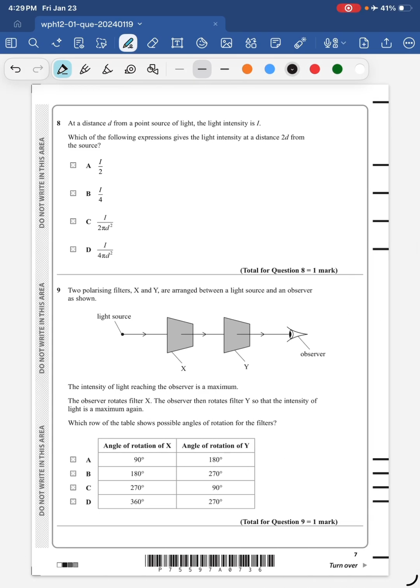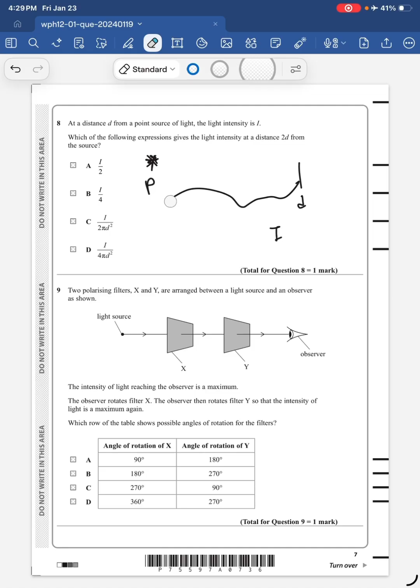8. At a distance d from a point source of light, the light intensity is I. Which of the following expressions gives the light intensity at a distance 2d from the source? Okay, so let's say that the source has some power P. So the situation is, maybe we have a light source with power P, and here you are at a distance d.